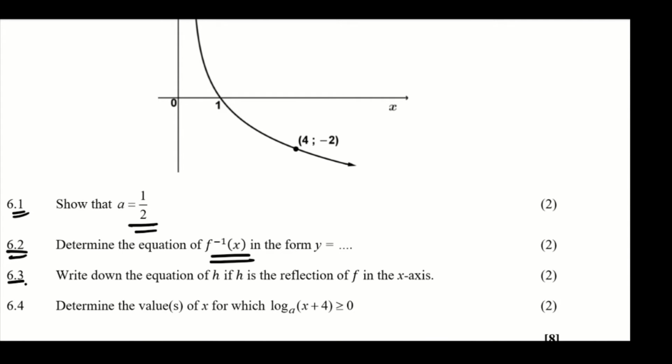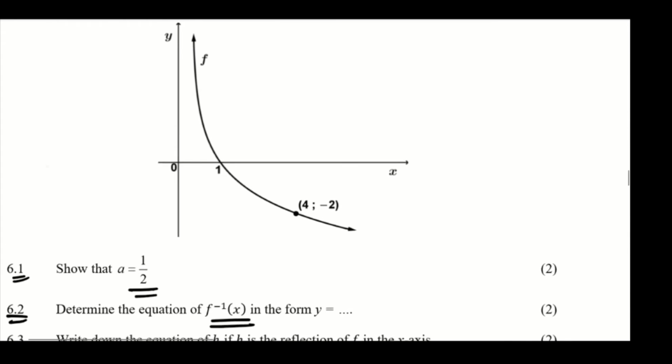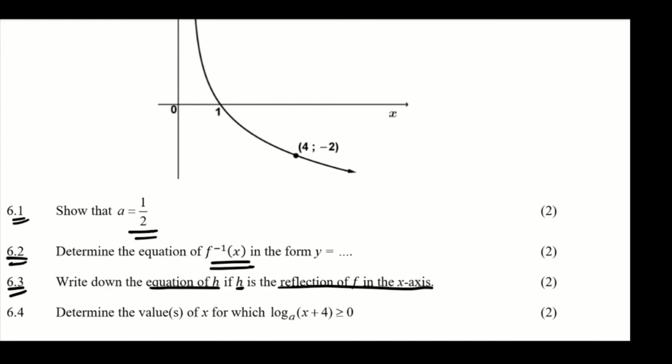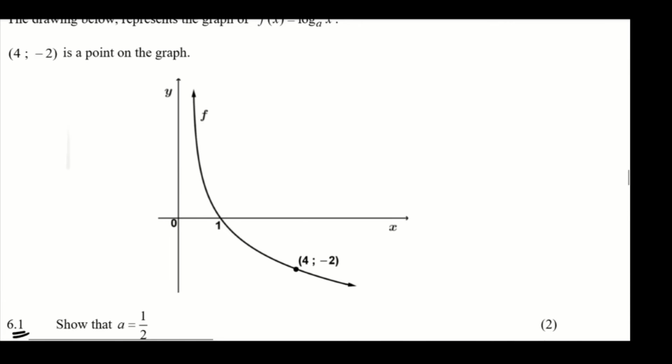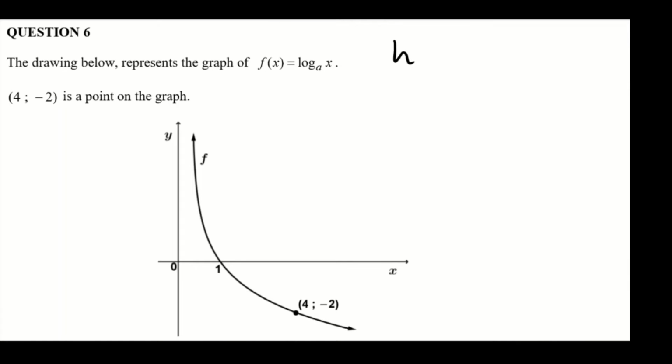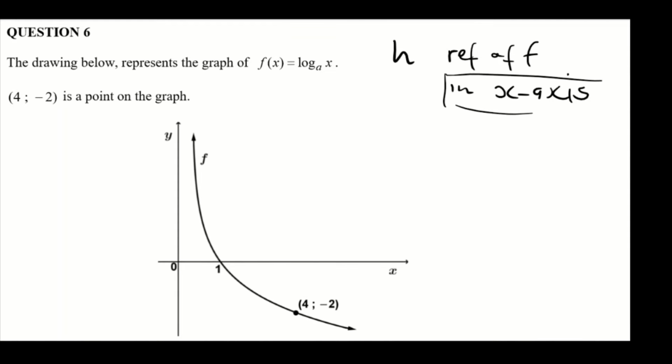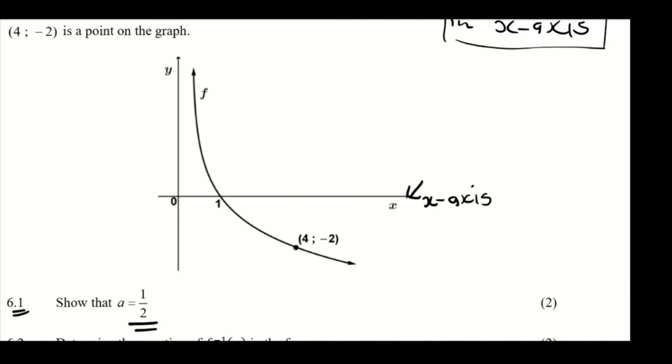So now 6.3, we are asked to write down the equation of h if h is the reflection of f in the x-axis, right? So we want to find the equation of h if h is the reflection of f in the x-axis. So this is really important. Where is the reflection happening? In the x-axis. So this is our x-axis, right? So the graph reflects about the x-axis.